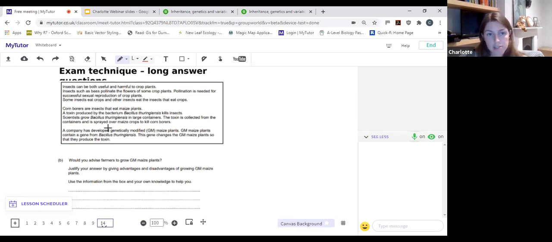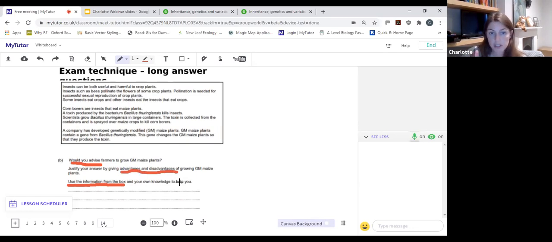So a company has developed genetically modified maize plants. GM maize plants contain a gene from Bacillus thuringiensis, and this gene changes the GM maize plants so that they produce the toxin. Okay, the question is, would you advise farmers to grow GM maize plants? Notice they're asking for your opinion here. Justify your answer by giving advantages and disadvantages of growing GM maize plants. Use the information from the box and your own knowledge to help you.